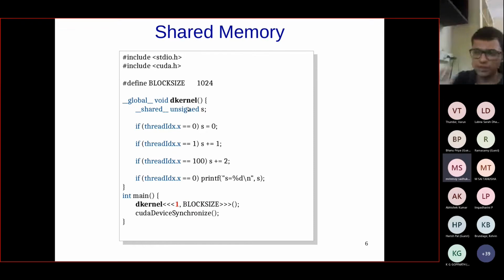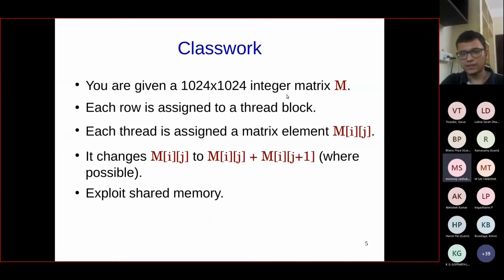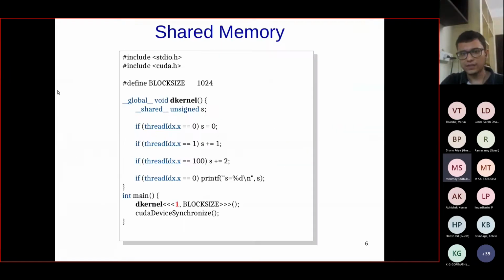I'm assuming that you have understood what I was trying to explain with the shared memory and the classwork that we discussed. So let us see this program. Here we are first of all defining the block size to 1024, so each block will have 1024 threads. Then coming to main, we have this kernel launch in which we are launching the kernel with one thread block with 1024 threads inside it. So in short, there are a total of 1 into 1024, which is 1024 threads.